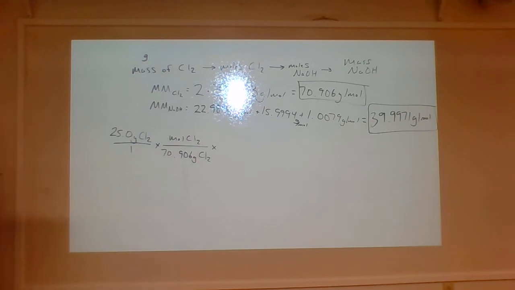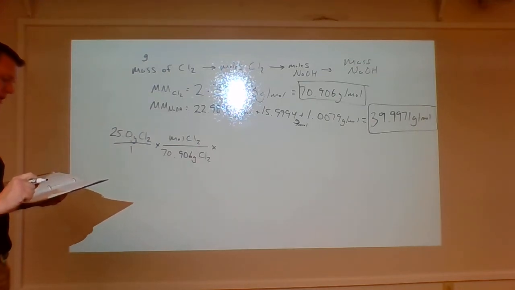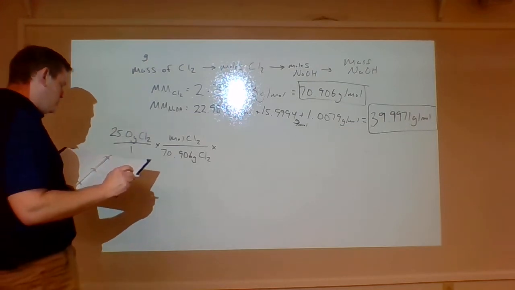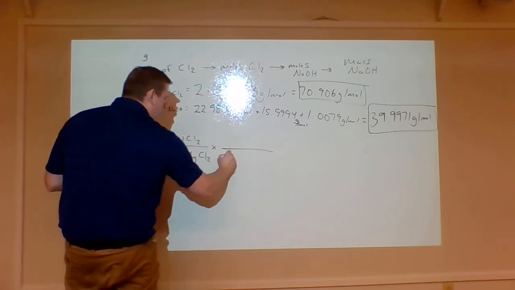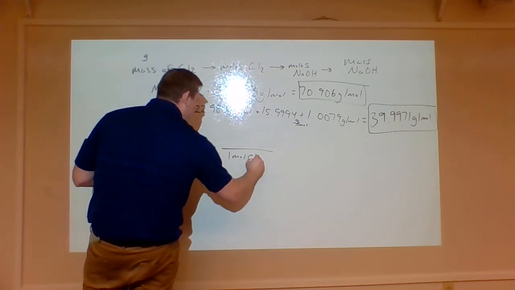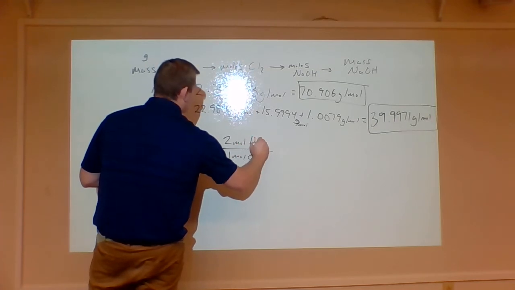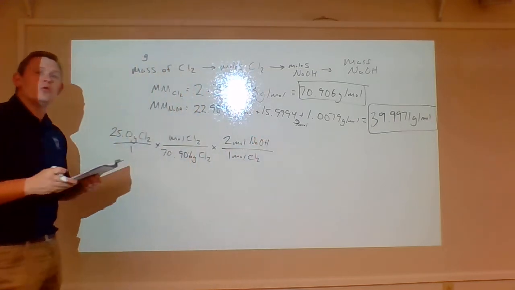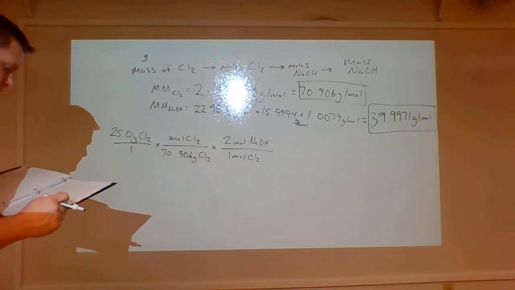chemical equation that was on the previous slide, and that showed us that we had a 2-to-1 molar ratio of NaOH to Cl2. So we convert now. There's 1 mole of Cl2 for every 2 moles of NaOH. And again, that molar ratio came to us from the chemical equation.